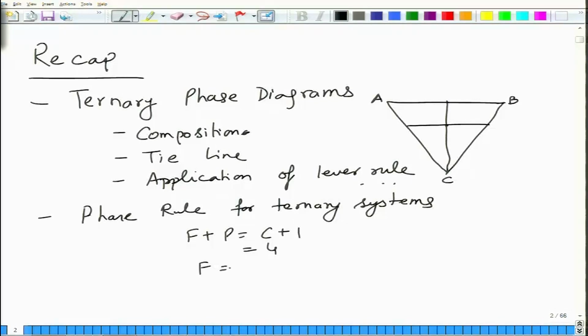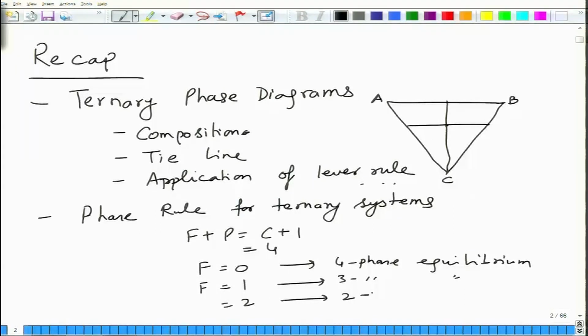If you have 4-phase equilibrium, then the degree of freedom will be 0. If you have 3 phases, then it would be 1. So this would be 3-phase equilibrium, and the degree of freedom will be 2 if you have 2-phase equilibrium, and it would be 3 if you have 1-phase equilibrium. So it would be either liquid or solid state. This would be liquid plus solid, or solid plus solid. This could be liquid plus solid plus solid, and this could be liquid plus 3 solids.